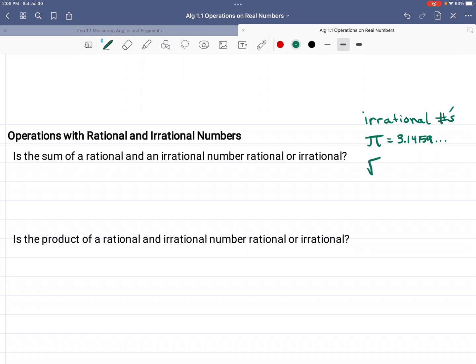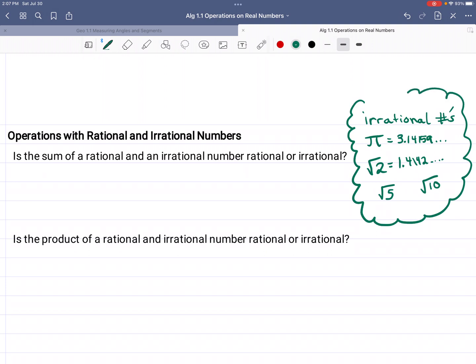The square root of 2 is not a perfect square, and it equals a decimal, 1.4142, and some numbers after that. It goes on and on forever. There's no pattern. It's not repeating. That's irrational. And a bunch of the square roots are irrational. Like the square root of 5 is irrational. And you can check what that is in the calculator. The square root of 10 is irrational. But the square root of 81 equals 9. So it's not irrational because it's just 9. And 9 can be written as a ratio.